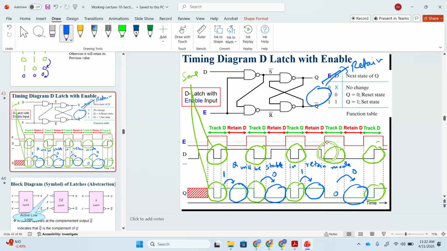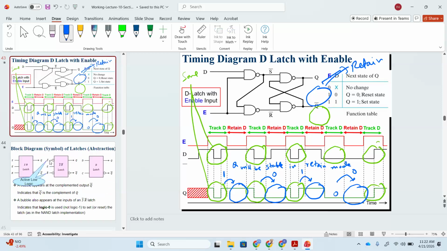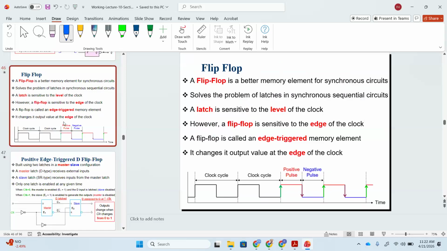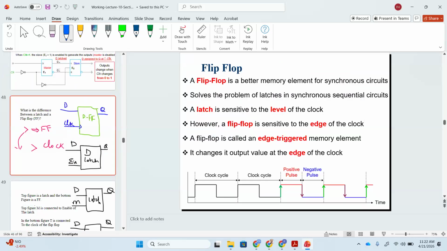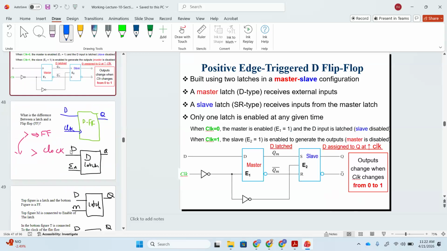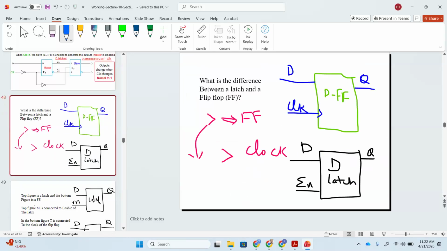Any question? No. Okay. So this is how a latch works. Got it or not got it? So now what we are going to do? Now we are having a flip flop. Now I'll ask some questions regarding this.